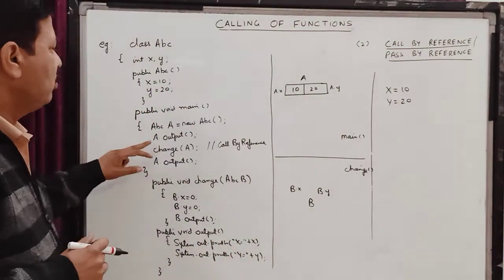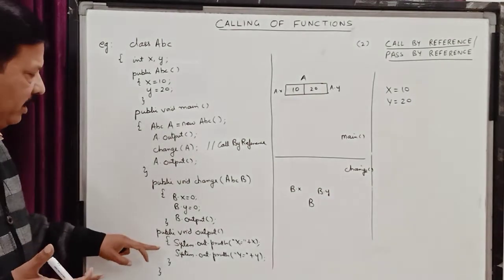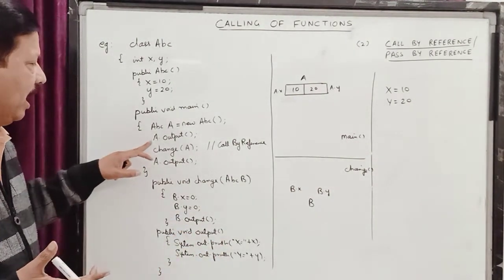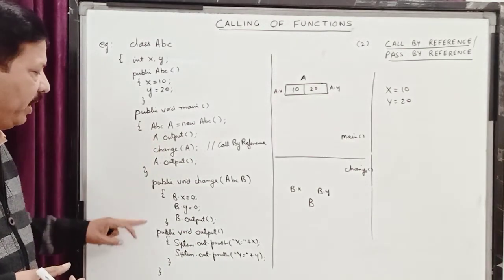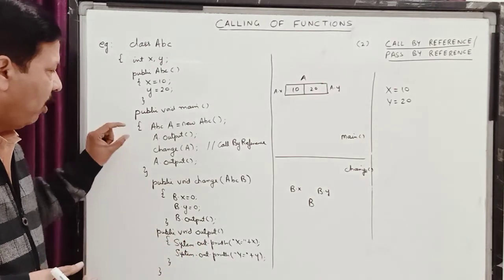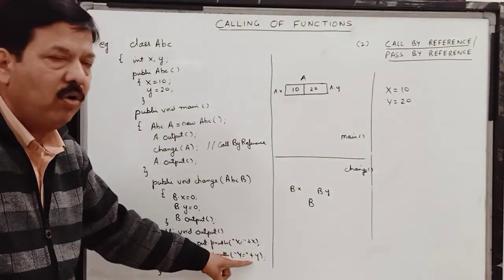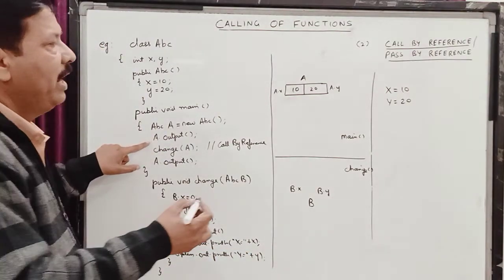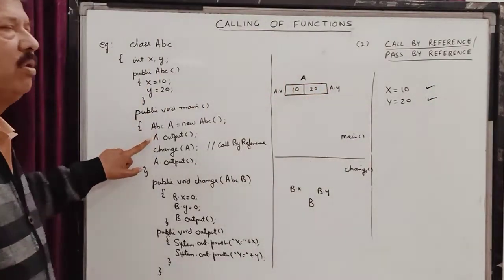Now children, I have used this object and I have called a function called output. In this output, I am just printing out the value of X and Y. So with A, I am using the function output. It is going to print out the values of the object A, that is, A dot X and A dot Y. So I will get this output: X is equal to 10 and Y is equal to 20.